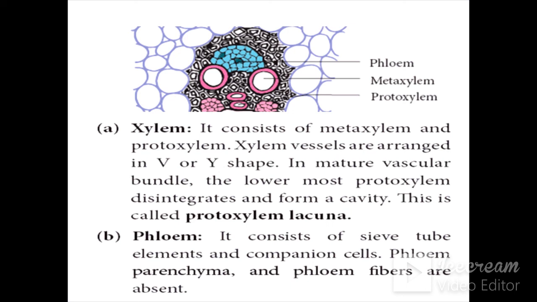In mature vascular bundle, the lowermost protoxylem disintegrate and form a cavity. This is important. This is called protoxylem lacunae. Phloem consists of sieve tube elements and companion cells. Phloem parenchyma, phloem fibers are absent. Pith is not differentiated in monocot stems.